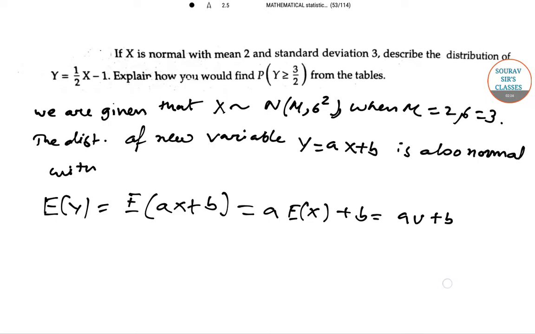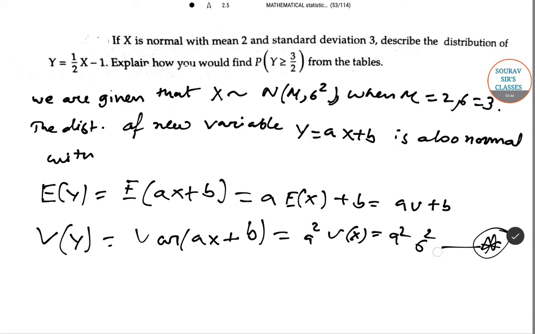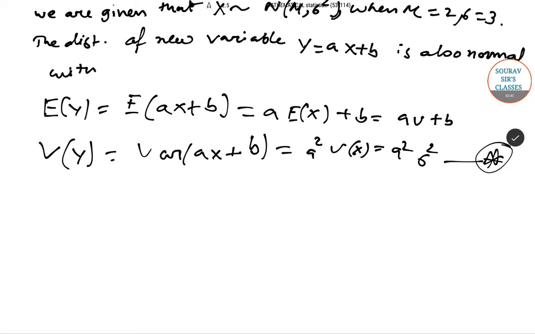Now the variance of y will be equal to variance of ax plus b, which is equal to a square variance of x, which is a square sigma square. So we have to remember this. I'll mark it with a star.